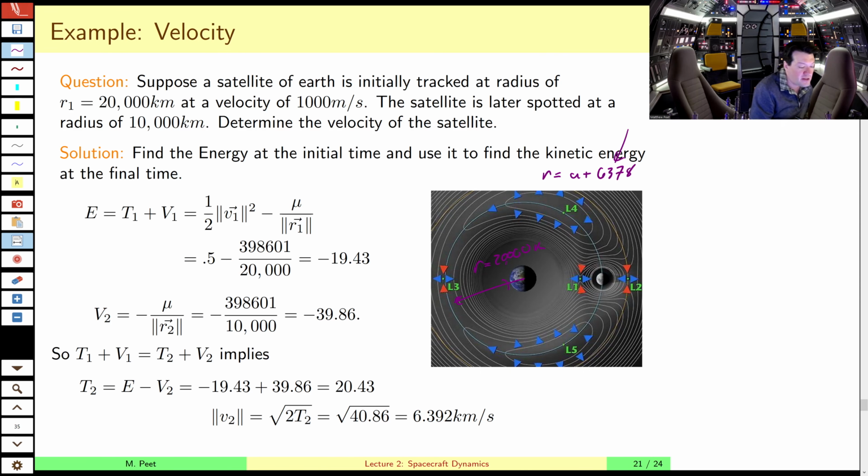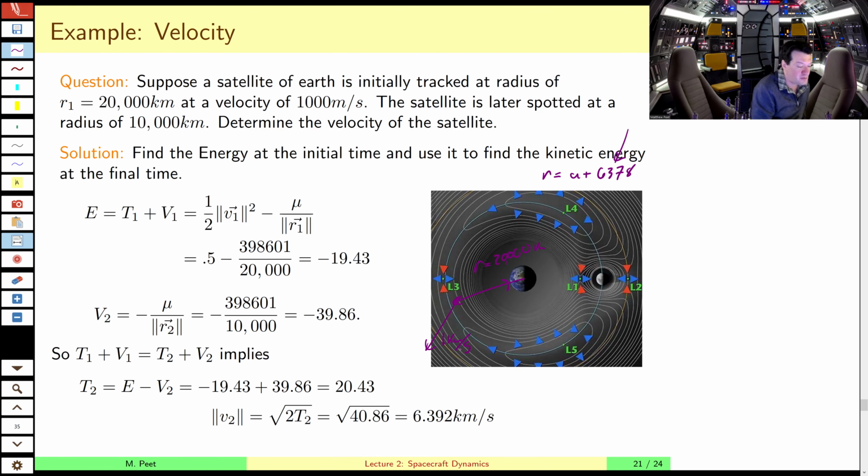So anyway, our tracking system tracks a spacecraft here at a radius of 20,000 kilometers, and we notice it's moving in some direction. We don't need to know which direction, just some direction, at a velocity of 1 kilometer per second.